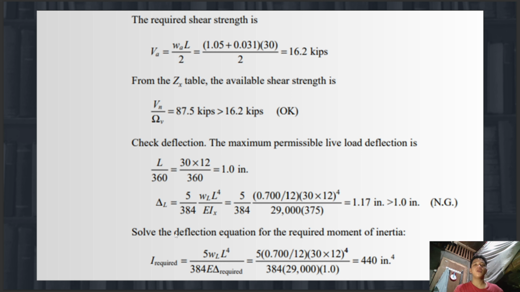So solve for deflection equation for the required moment of inertia. I required equals 5 W L to the fourth over 384 E delta required. So mag-plug in na itong values natin, mga 440 inch to the fourth.